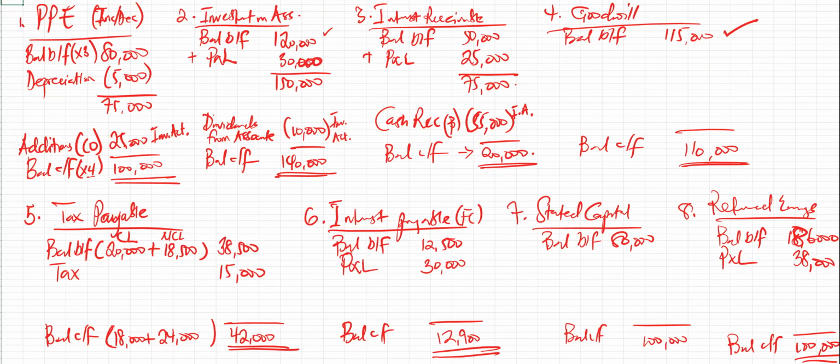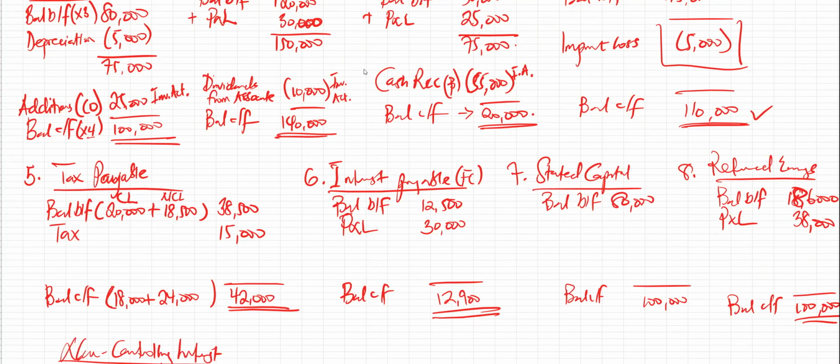Goodwill was 115. Did the question say we bought any new subsidiary? No. And goodwill only reduces by our good friend called what? Impairment. The 5,000 was due to impairment loss. We all know this, right? From class 1.